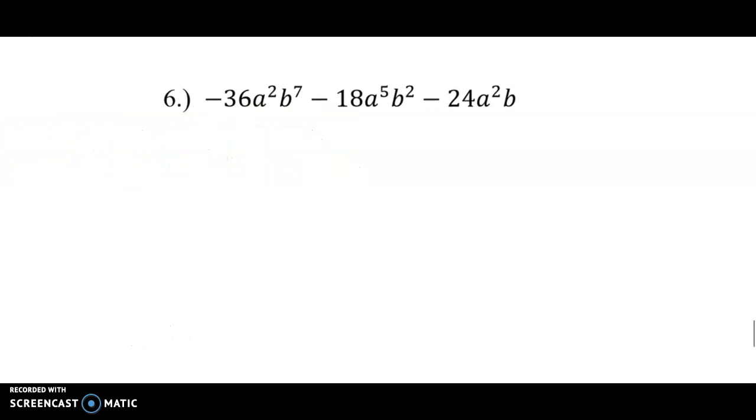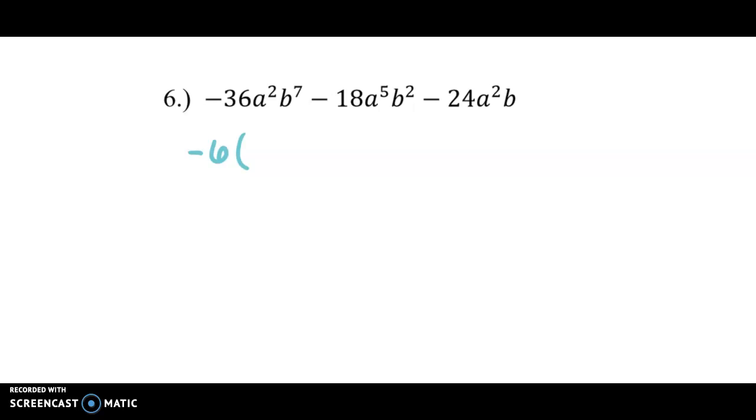Now let's look at number 6. Okay, this one has a lot going on, so let's take it step by step. So we have negative 36, negative 18, negative 24. What is the largest number that goes into all 3 of those? Looking at them, there's numbers that go into 2 of them, but not all 3. So the largest number that goes into all 3 is actually going to be 6, and I'm going to make it negative. Again, if I can take that negative out, it's normally a good idea to do that if you notice your first number is negative.